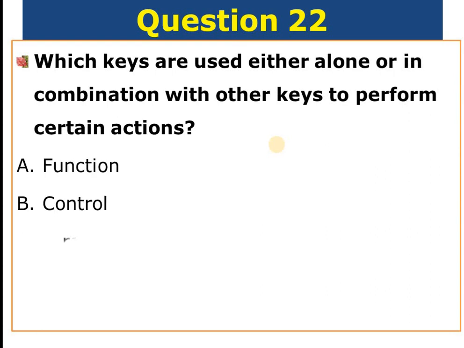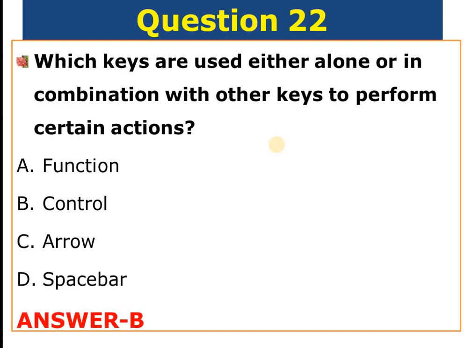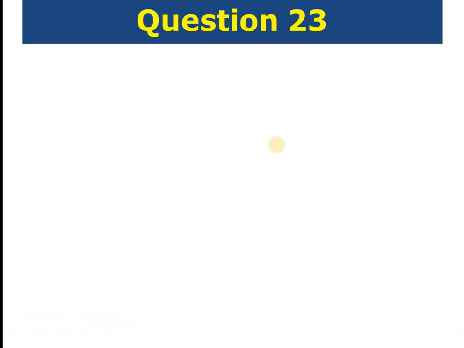Question number 22. Which keys are used either alone or in combination with other keys to perform certain actions? A. function, B. control, C. arrow, D. spacebar. Choice B is the answer. The control keys are used either alone or in combination with other keys to perform certain actions.